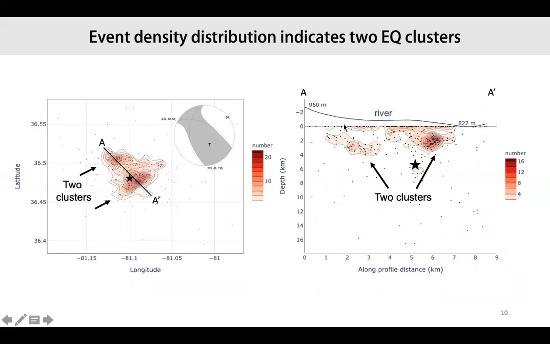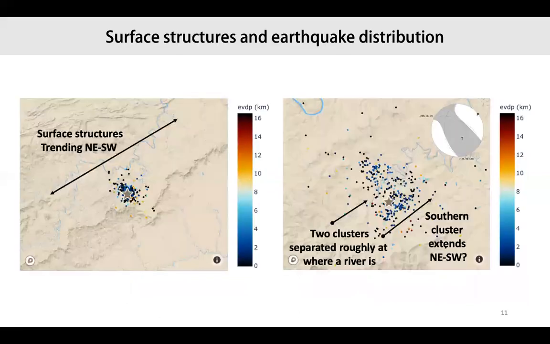These two clusters can also be seen on the vertical profile. As you can see, the separation of two clusters is roughly coincident with the topographic low on the surface. Here we compare the surface structure with earthquake locations. In the large scale, the local structures are parallelly trending northeast-southwest, which is not aligned with either of the fault planes as the focal mechanism suggests.